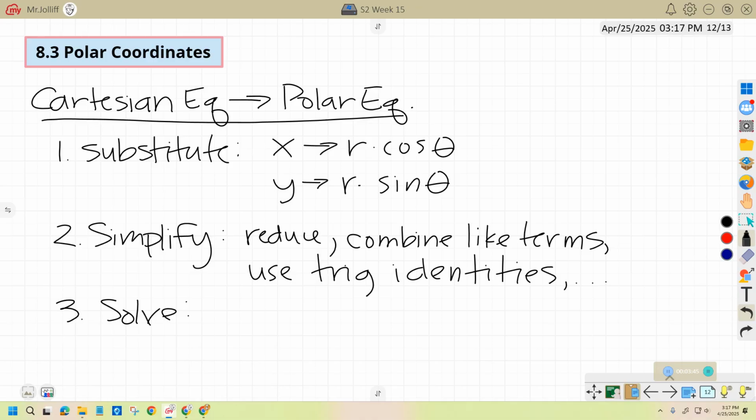Last step, just like we typically in Cartesian form want our equation to be y equals some stuff with x in it, for polar we want it to be r equals some stuff with theta in it. So we want to solve for r. Get r by itself. Substitute, simplify, solve. We're going to do a couple examples. You can see what this looks like.